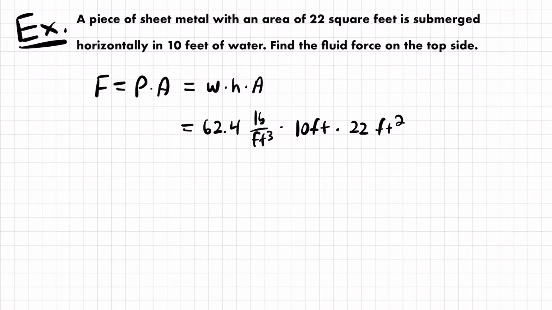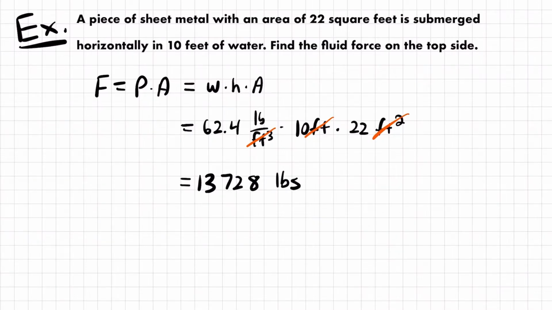And so now we have all the values we need to calculate the fluid force. And notice that the units, we're going to have feet times feet squared. That will be equal to feet cubed, which will cancel out with the feet cubed in the denominator right here for the units of our weight density. And so the feet units are going to cancel out, and we're just going to be left with pounds as our units, which makes sense because we are calculating a force, a fluid force, which will be measured in pounds. And so 62.4 times 10 times 22 is equal to 13,728 with the units of pounds.